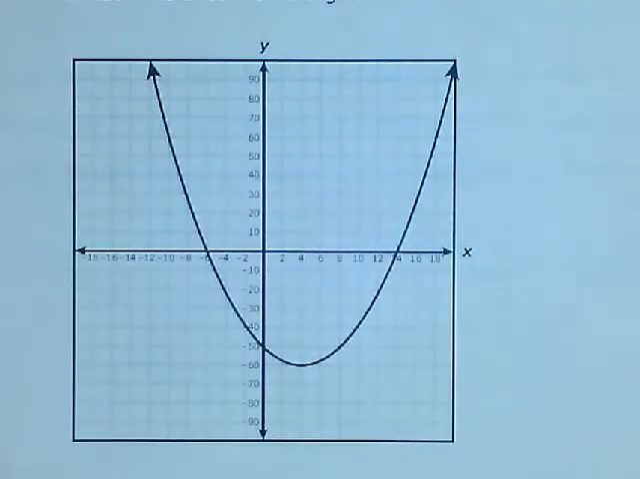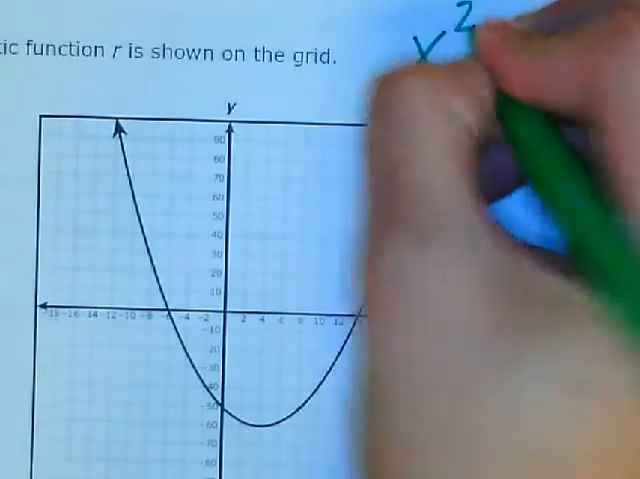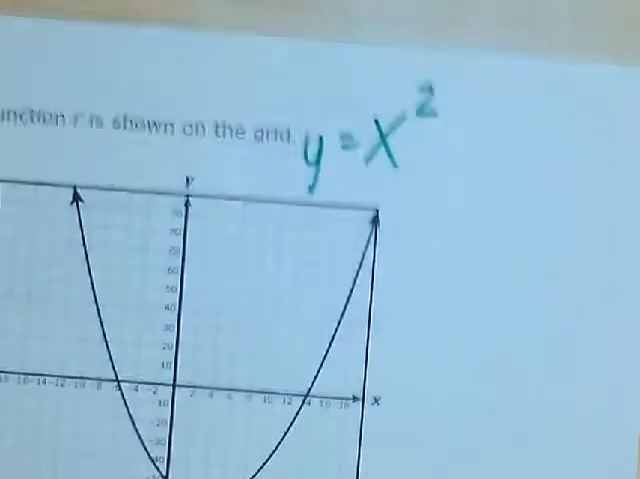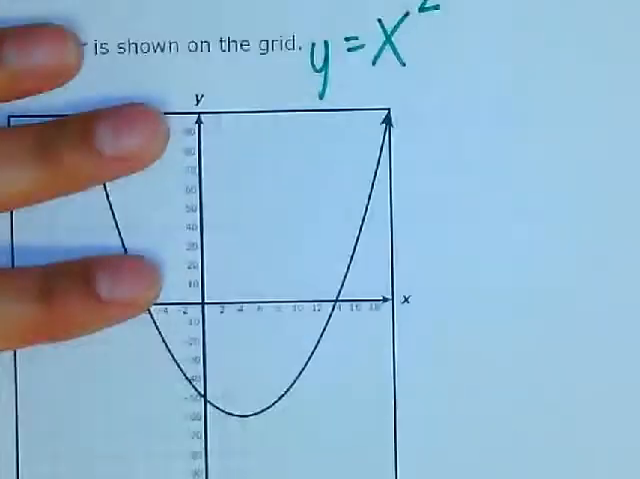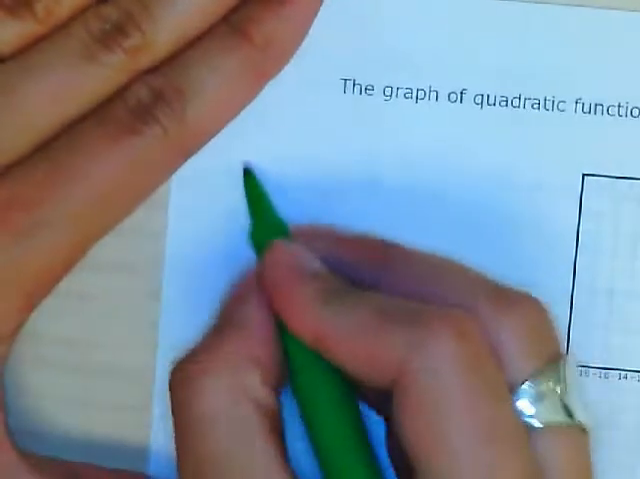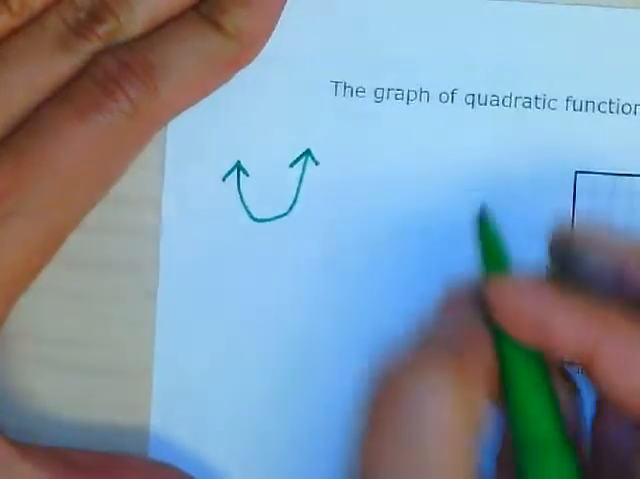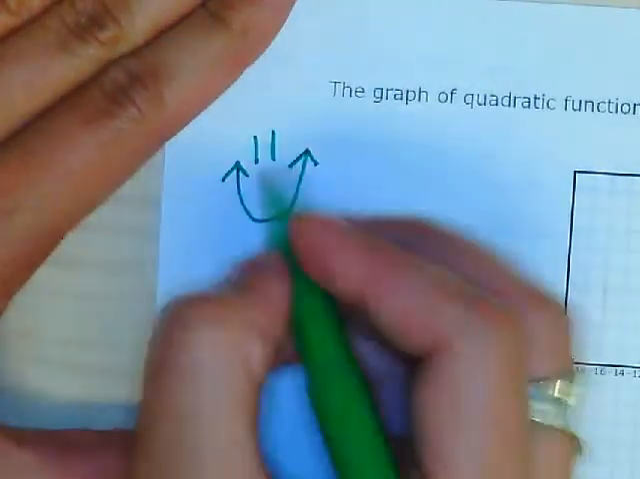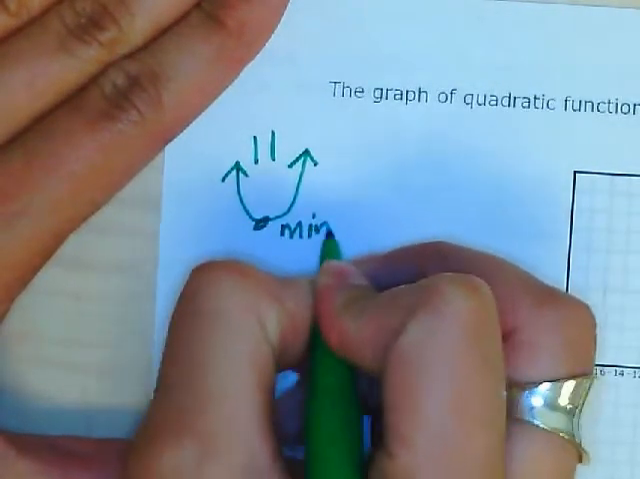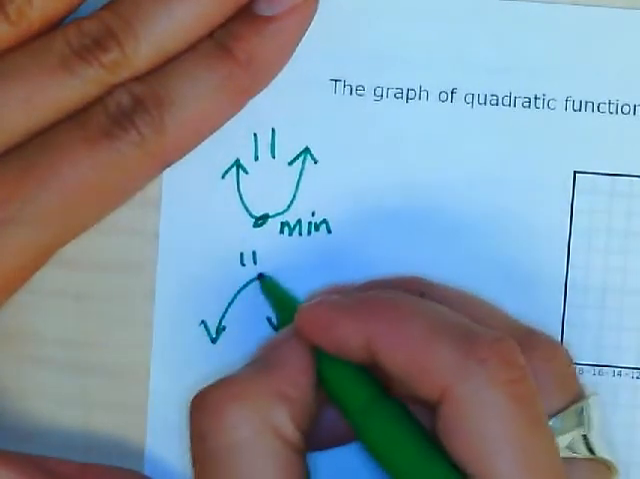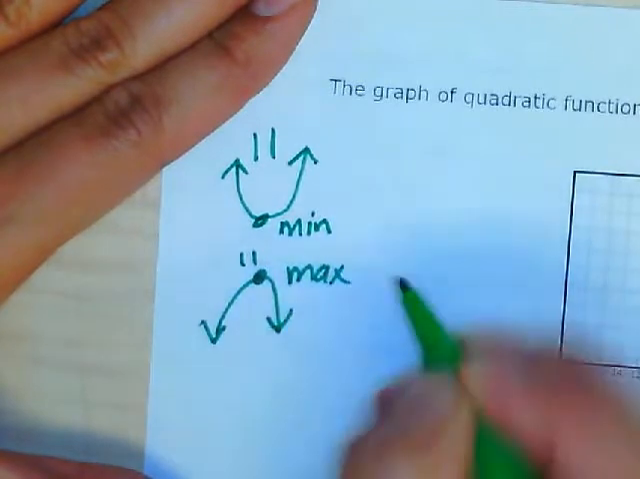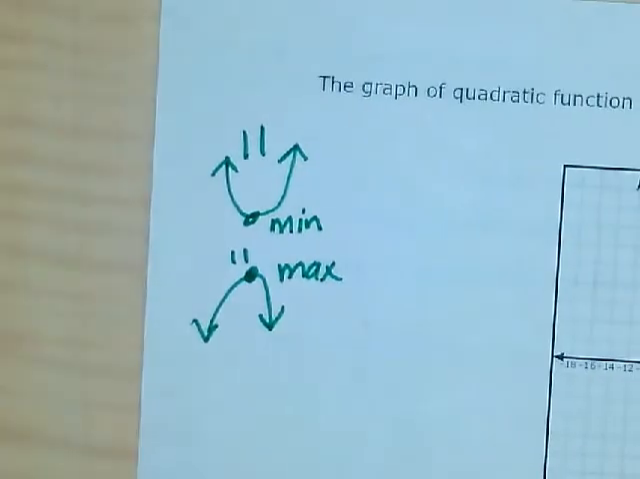Just a little review on quadratic equations. Quadratic equations have an x squared, y equals x squared something, right? So that's part of it. They look like a parabola, okay? If it looks like a parabola that's going up like a smile, then it has a minimum. If the parabola is going down, like a frown, then it has a maximum, okay?